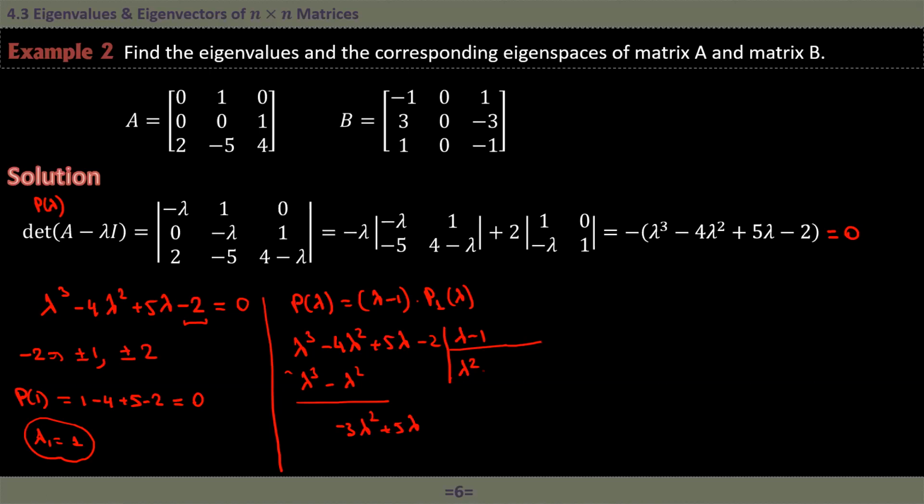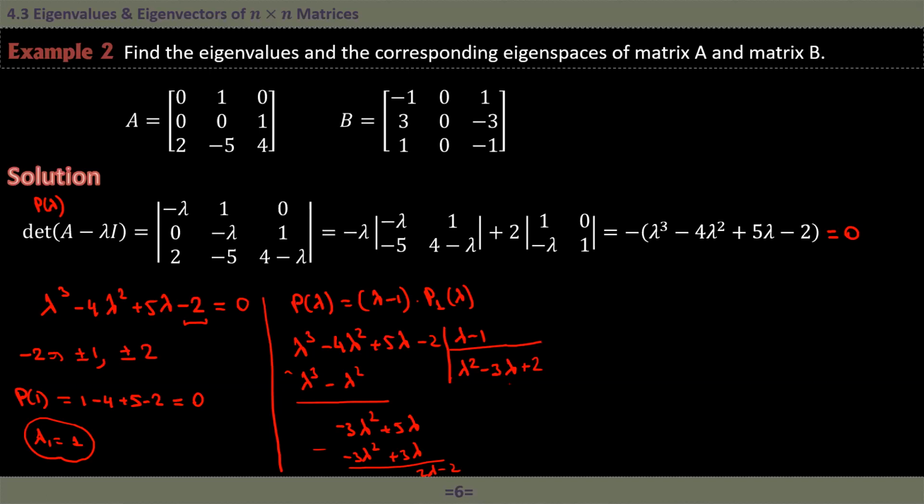And bringing this down, plus 5 lambda. Divide by lambda, that is minus 3 lambda. Multiplied back, here we have minus 3 lambda squared plus 3 lambda. If you subtract here, it is 0. 5 minus 3 is 2, so 2 lambda, and bring this minus 2 down. 2 lambda divided by lambda is plus 2. Multiply this 2 by lambda minus 1, that's 2 lambda minus 2, and the remainder is 0. Okay, I should just stop here.